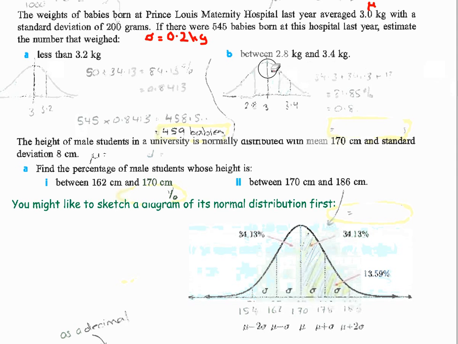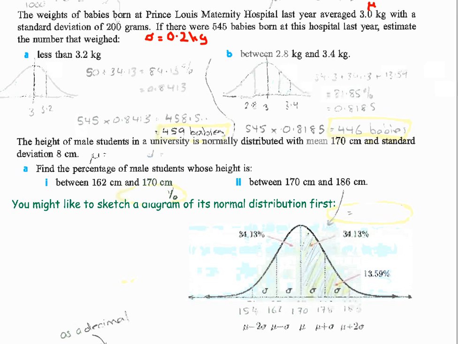So 34.13 plus 34.13 plus 13.59 gives you 81.85%, which divided by 100 to turn into a decimal is 0.8185. It's the probability that they weighed between 2.8 and 3.4. So how many babies? You take how many babies there were in total and times it by the probability that it's between 2.8 and 3.4. So you get 545 times 0.8185. You get 446 babies is how many we expect to weigh between 2.8 and 3.4 kilograms.